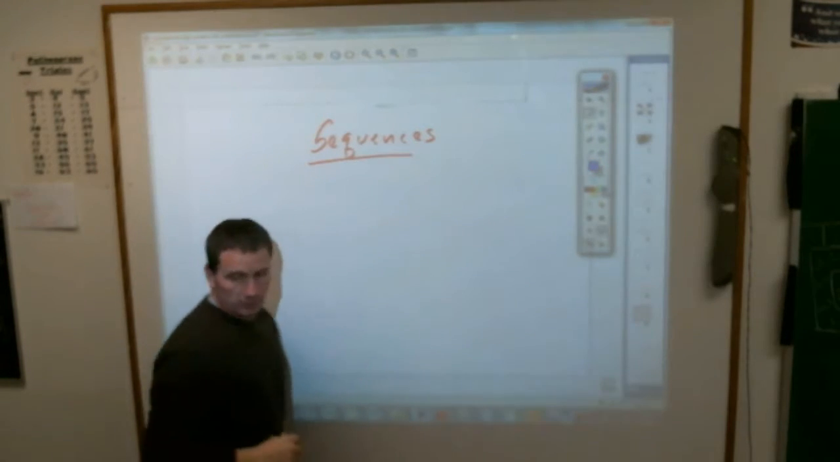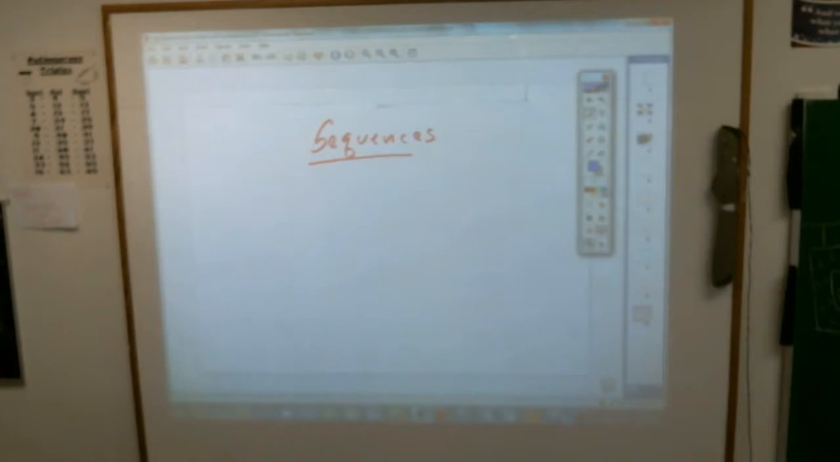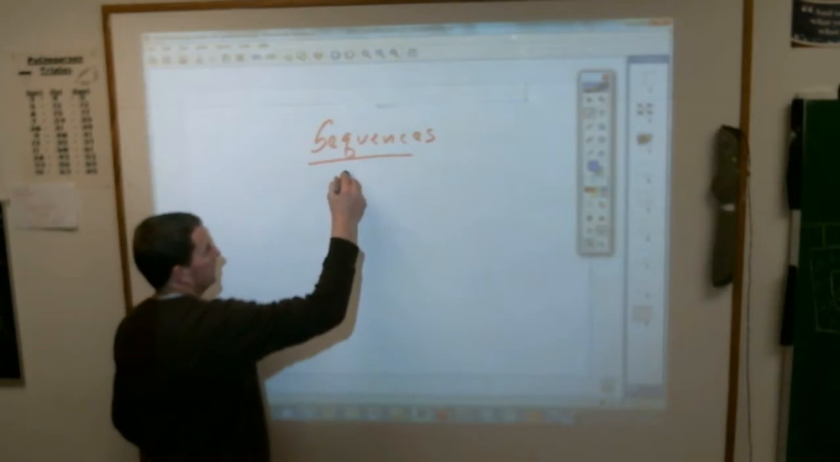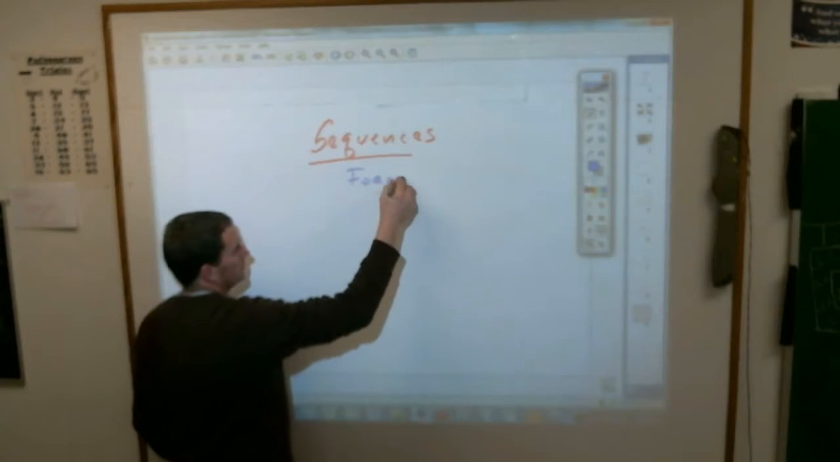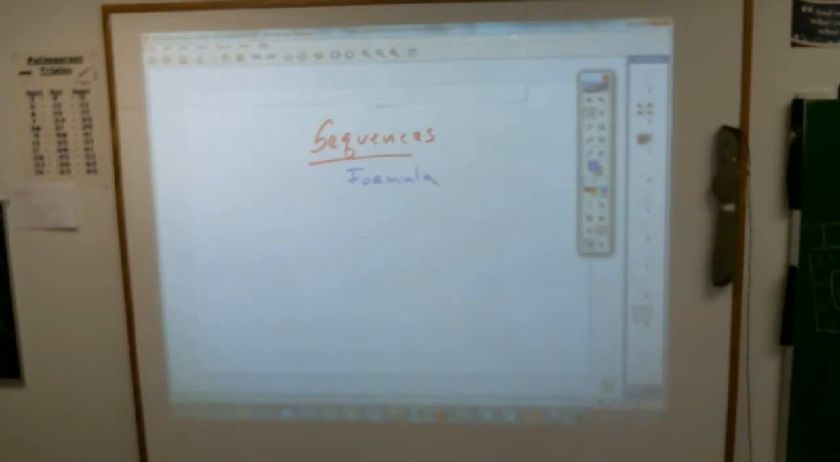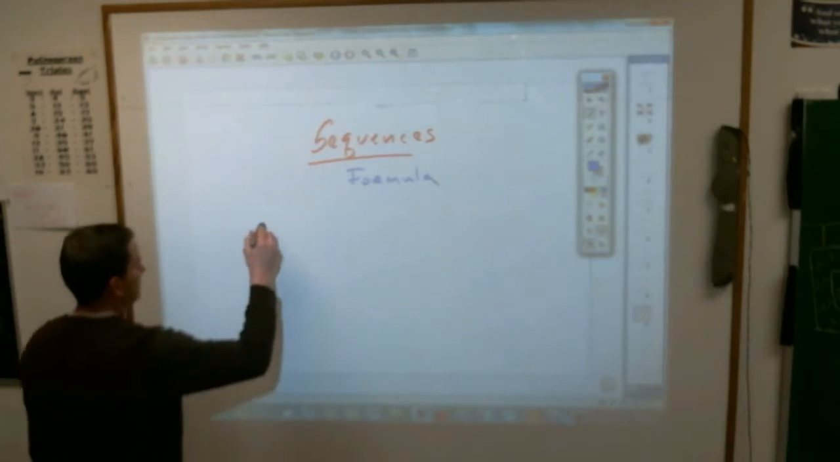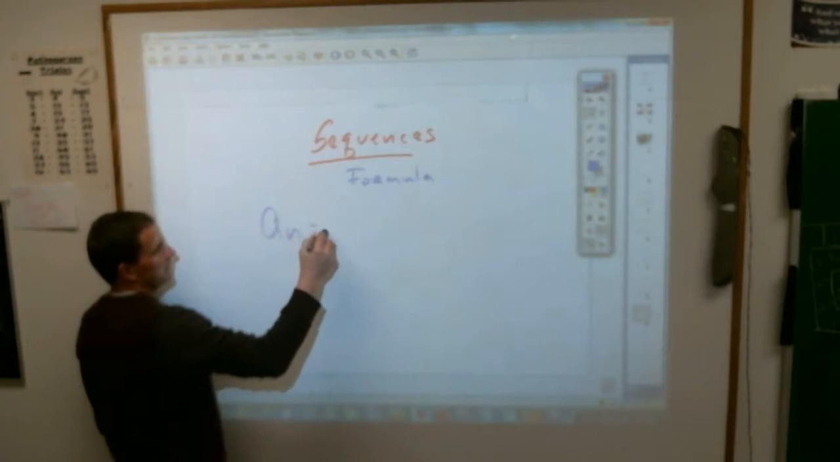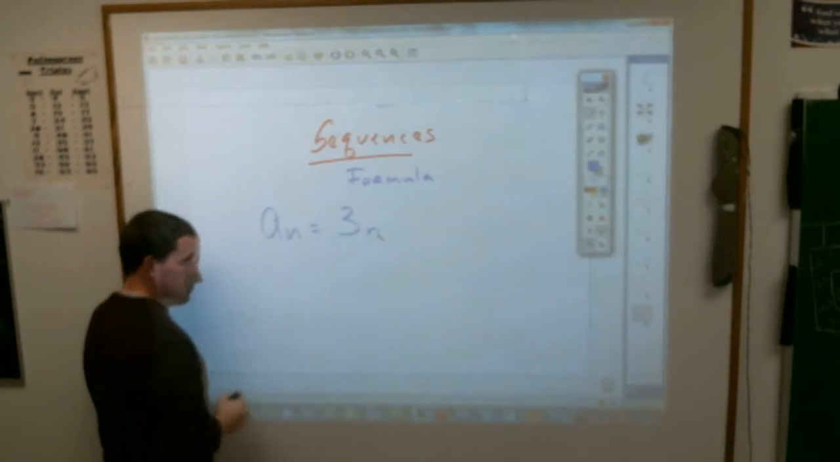The little subheading under this is, I believe, formulas for sequences. Let me give you the typical sequence formula. It looks something like this: A sub n equals 3n.